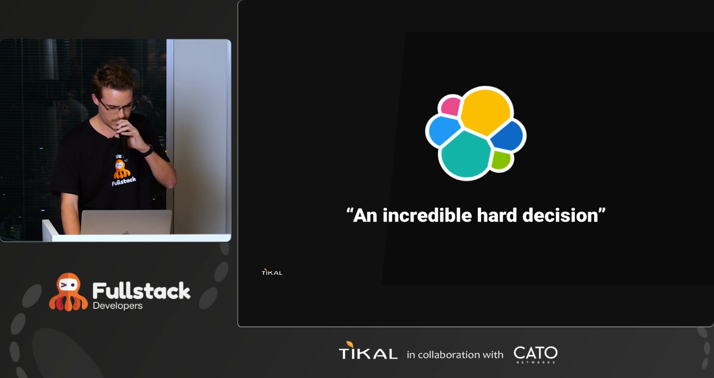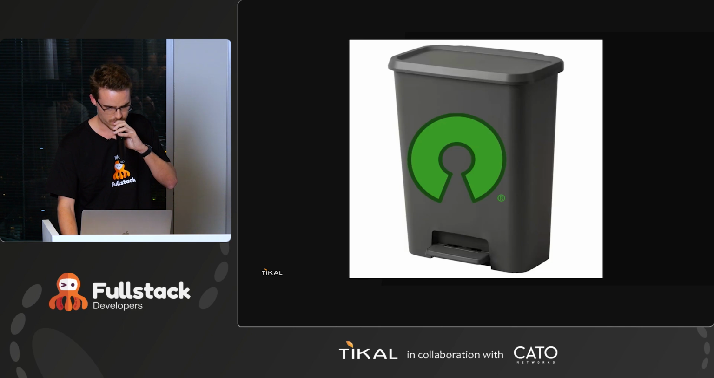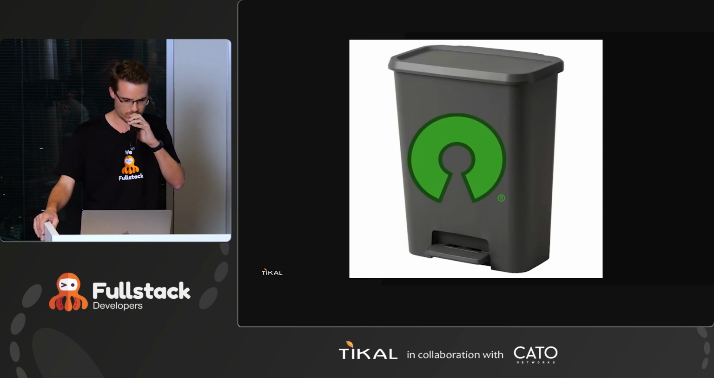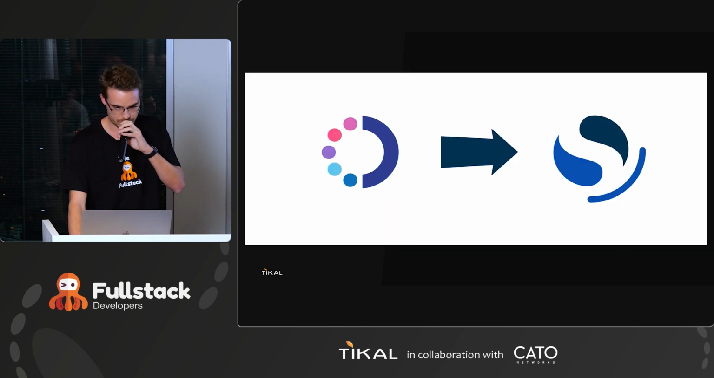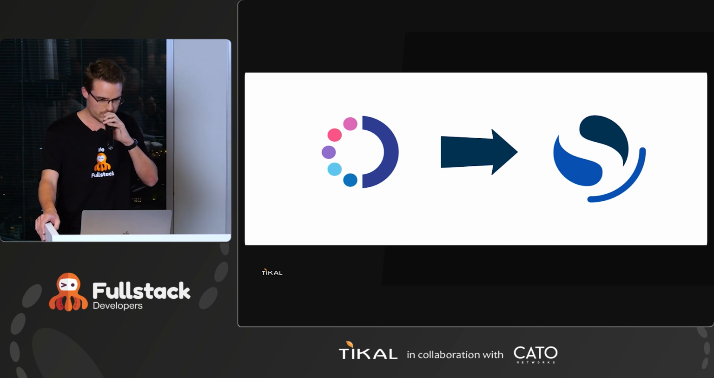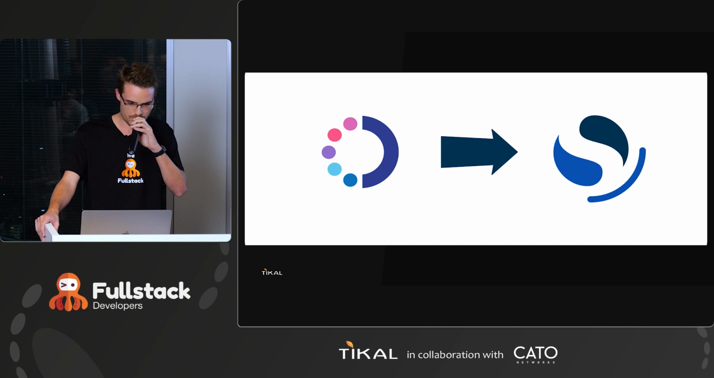So after much contemplation, Elasticsearch said, we have to make an incredibly hard decision. So they threw the license into the trash. They came up with another license, the Elastic license. But guess what? You can no longer offer Elasticsearch and Kibana as a SaaS offering. So what did Amazon have to do? Their fork, OpenDistro, became Opensearch. They had to rename it, take out all the branding, and make it their own.